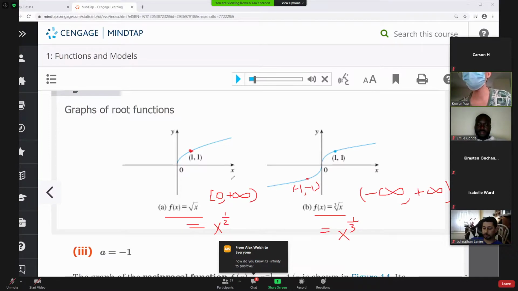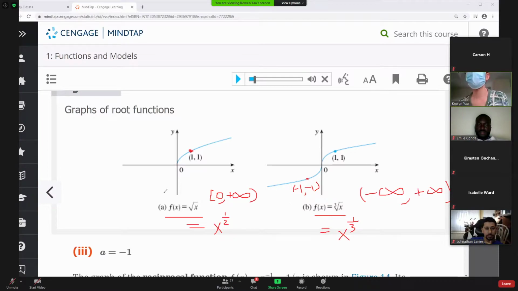Okay, so for the cubic root function, you pass through (1, 1) and (-1, -1), because it's an odd function. You have to remember their graphs. This is the square root function graph, and that's the cube root function graph.